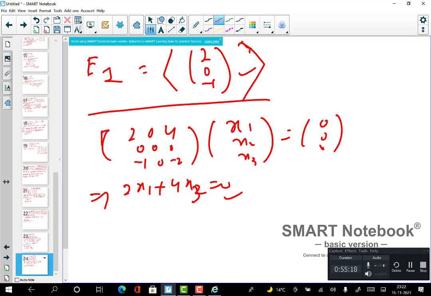And the last one is what? The last one is minus x1 minus 2x3 equal to 0 again. So x2 can be anything actually. Your x2 is here anything. The first time x2 was 0, here x2 can be anything.